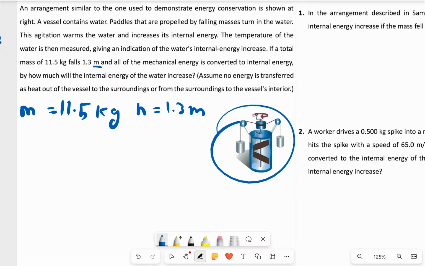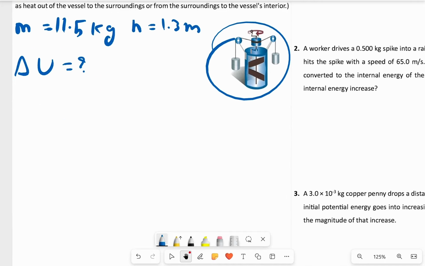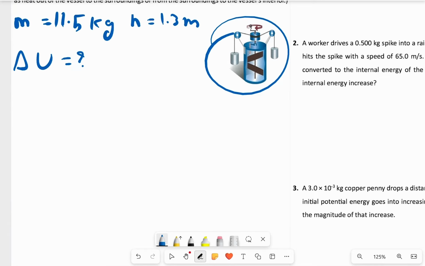If a mass of 11.5 kilogram, we have our first given, mass is equal to 11.5 kilogram, falls 1.3 meters, so you know this is measured in meters, so this is height, 1.3 meter. All of the mechanical energy is converted to internal energy. By how much will the internal energy of the water increase? So this is asking for what? For delta U. Now guys, I just gave you a note. Whenever you have height, use this equation: delta U is equal to PE, which is potential energy. Delta U then will be equal to mgh.